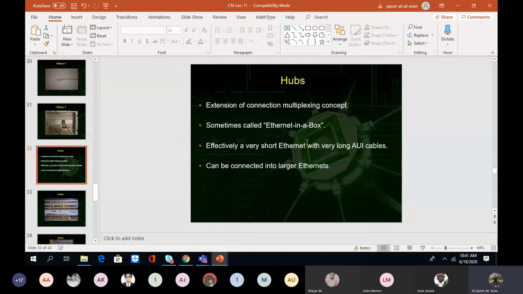Then what are hubs? I have told you many times, hubs are an extension of a connection multiplexing concept, sometimes called Ethernet in a box, effectively a very short Ethernet with very long AUI cables that can be connected into a larger Ethernet. I mean, you are going to connect your central device. This is a central device with which all the computers are being connected, but they are not intelligent, they are non-intelligent devices. When data is received at one point of that particular hub, it is going to be broadcast to all the computers connected to that hub, right?